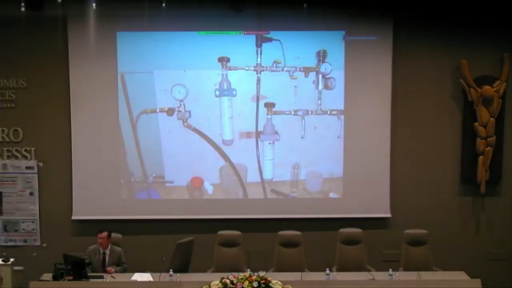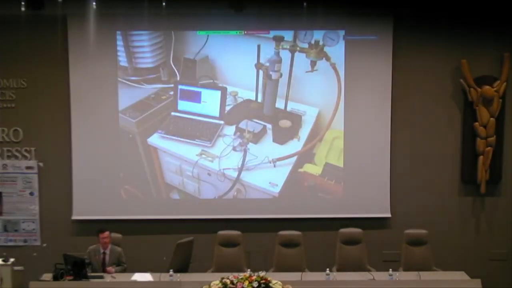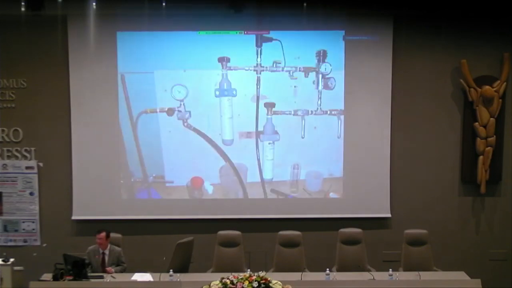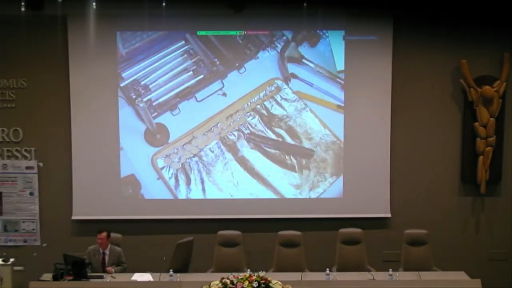Another filling station in Scotland. This is the filling station near Paris, in my previous lab. This is the way to produce another model of fusion diode.